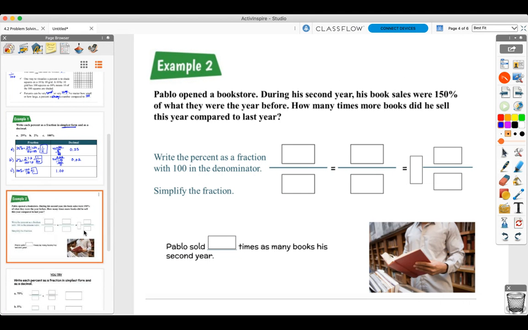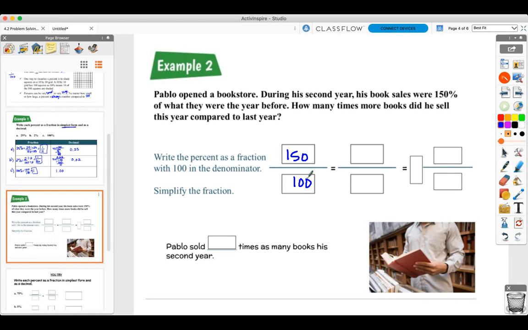All right, let's do a word problem. Pablo opened a bookstore. During his second year, his book sales were 150% of what they were the year before. How many times more books did he sell this year compared to last year? So write the percent as a fraction with a denominator of 100. So you're going to have 150 over 100.